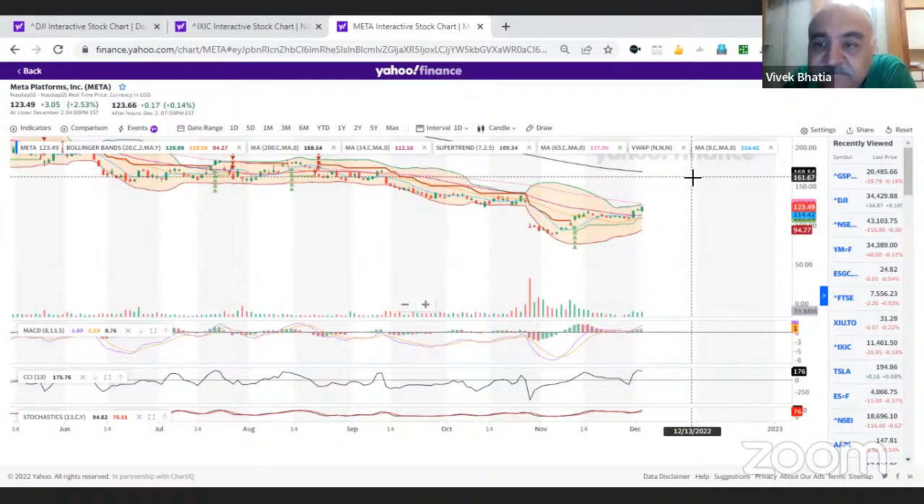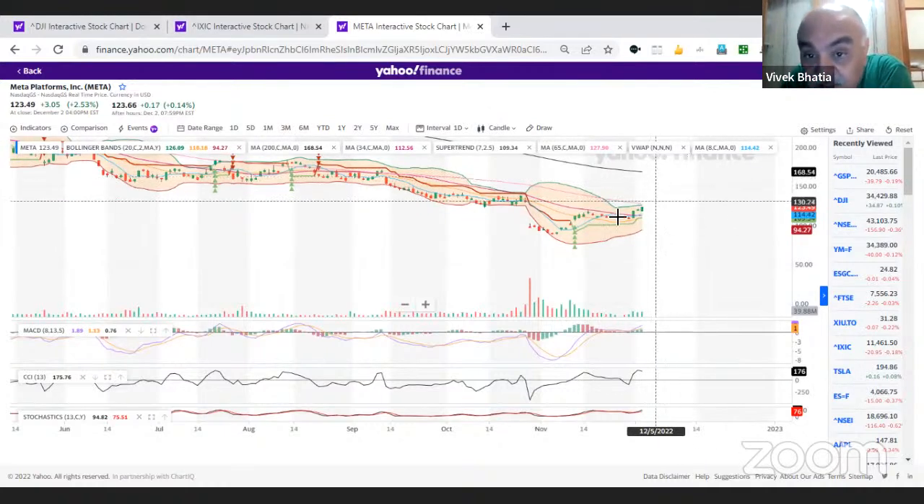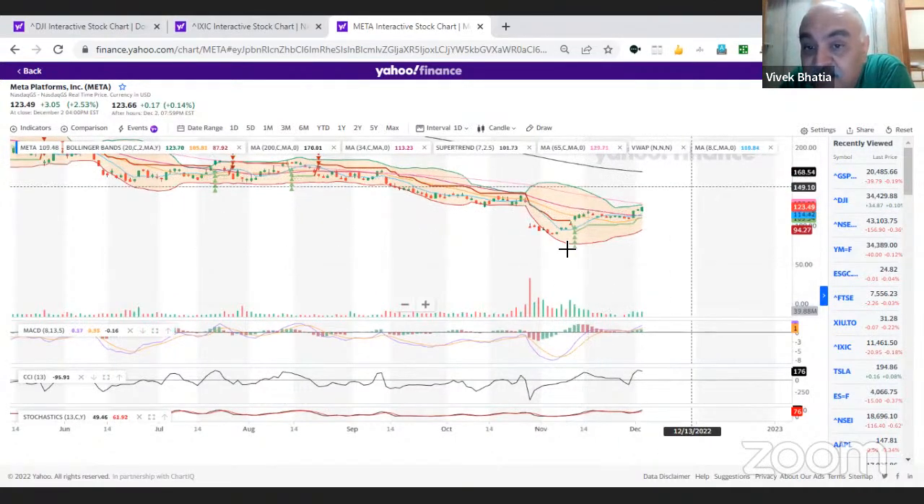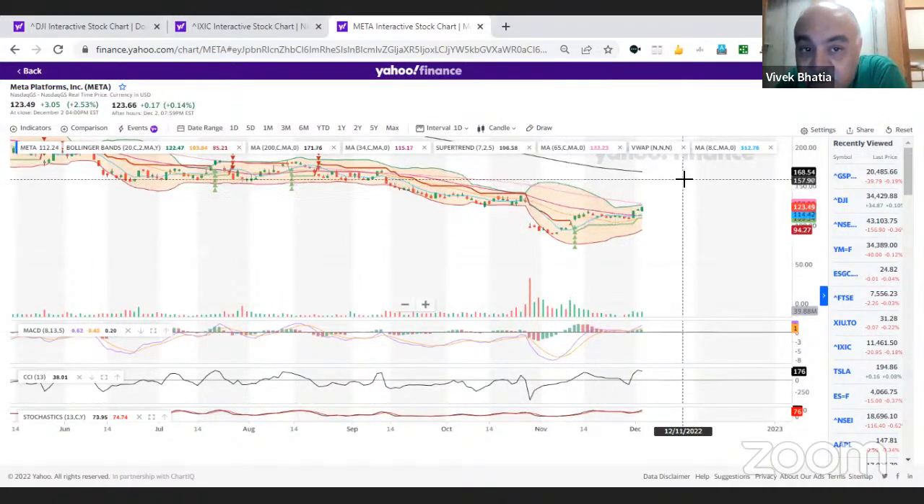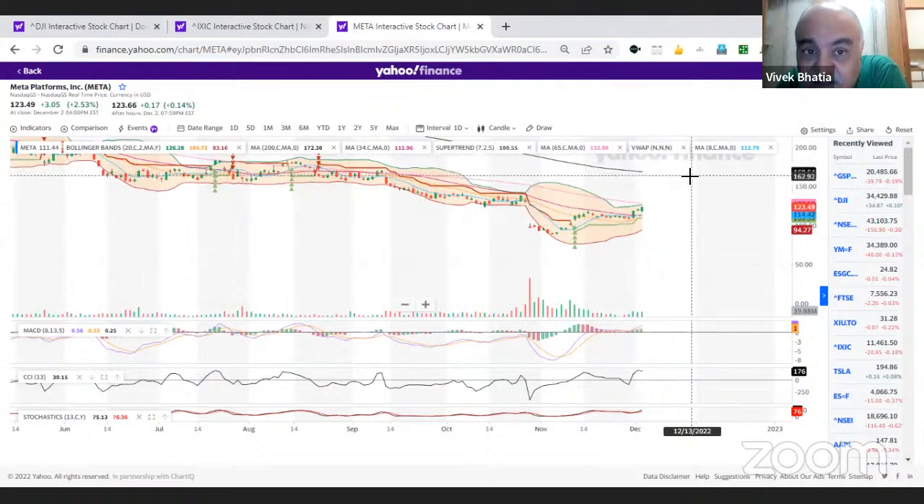That should be your target. 155, 160 should be your target in this run. But again, I am very clearly giving it to you with the declaration and with a caveat. We don't know what Mr. Musk will do, what he will tweet just to get the competition run down. So 155, 160 can be seen.